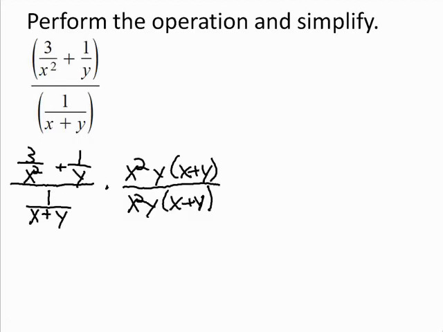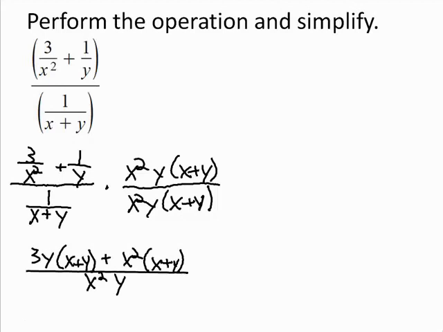Now distribute. 3y times the quantity x plus y plus x squared times the quantity x plus y, divided by x squared times y. Factor an x plus y out of the numerator. The quantity 3y plus x squared times the quantity x plus y, divided by x squared times y.